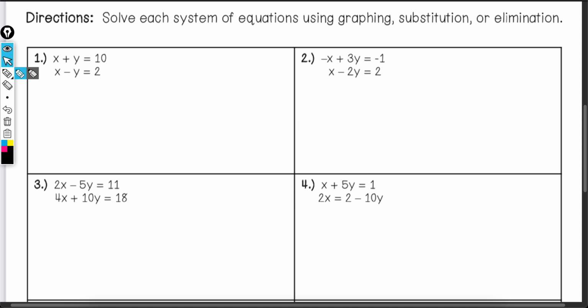Okay, so solve each system of equations using graphing, substitution, or elimination. This is going to be the second example of utilizing substitution. So we have negative x plus 3y equals -1. Okay, I'm just checking it out. x minus 2y equals 2.